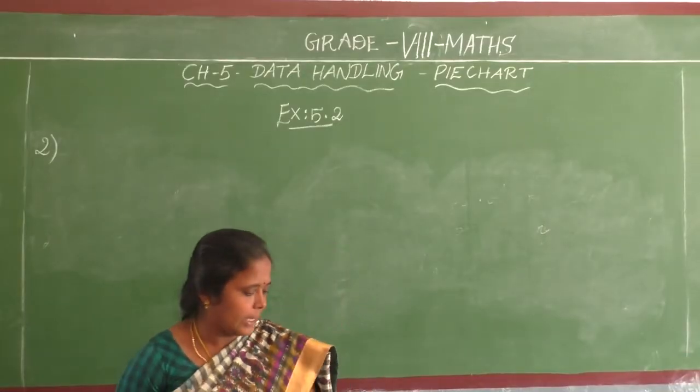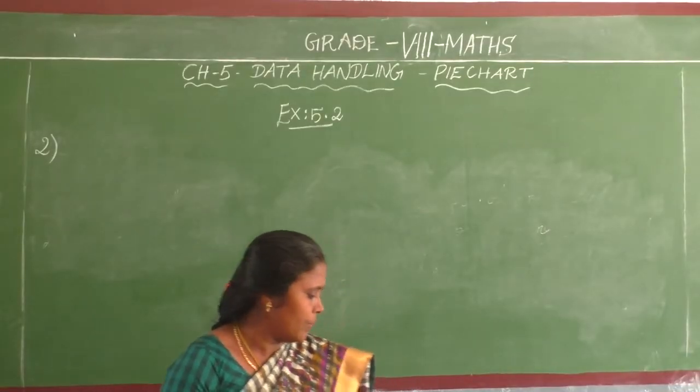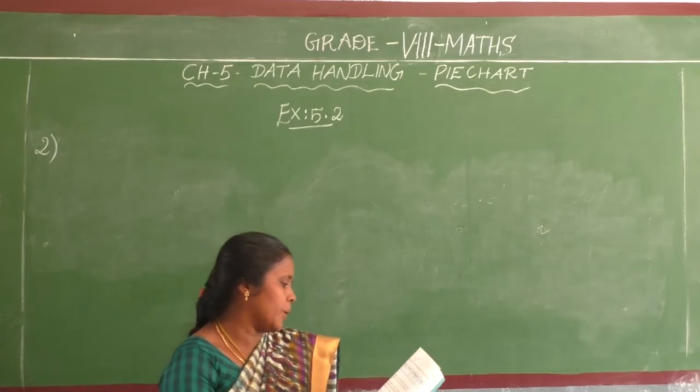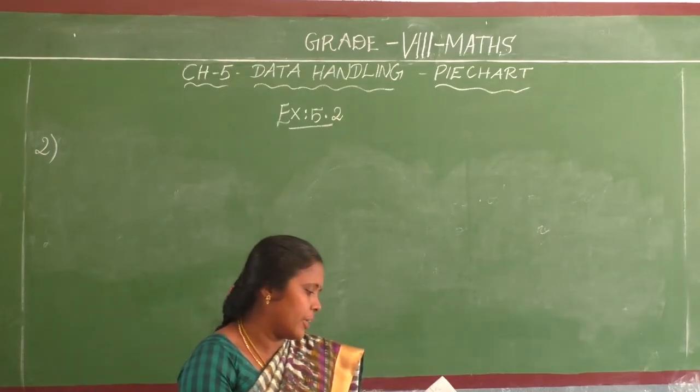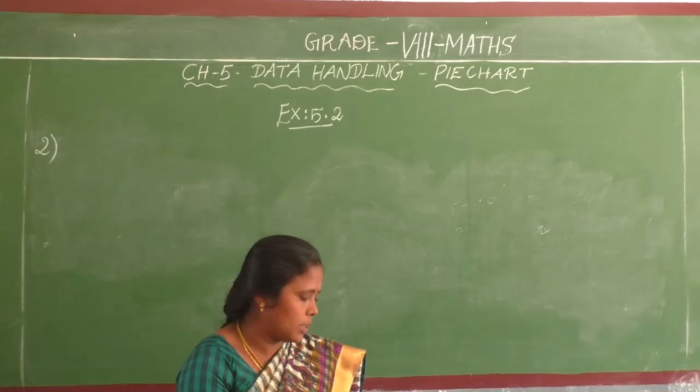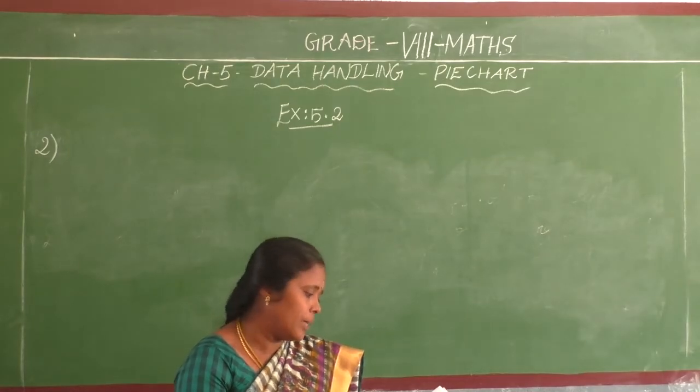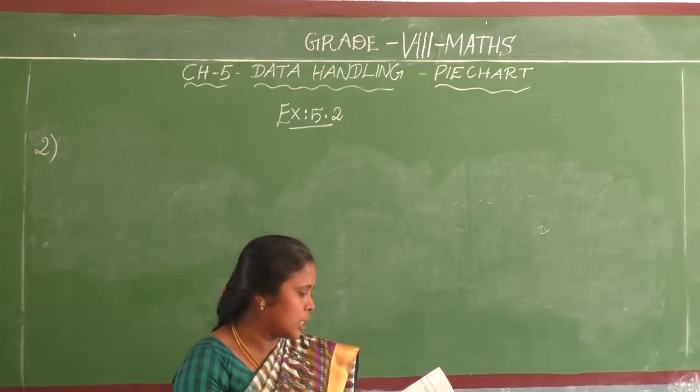See now, in that exercise, the second one: a group of 360 people were asked to vote for their favorite season from the three seasons, rainy, winter, and summer. Actually, what is the question given here? A group of 360 people were asked to vote for their favorite season from the three seasons, rainy, winter, and summer. Okay, that is mentioned here.